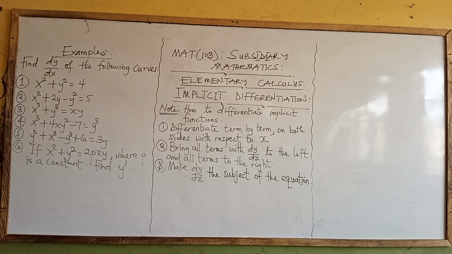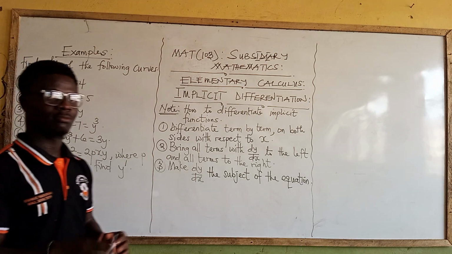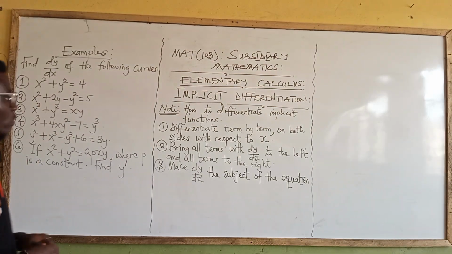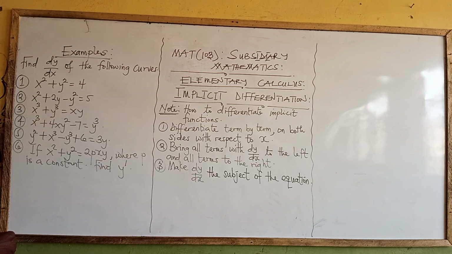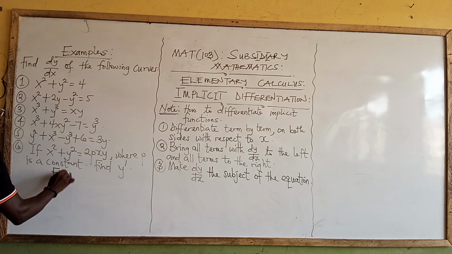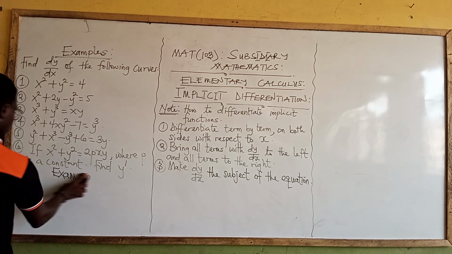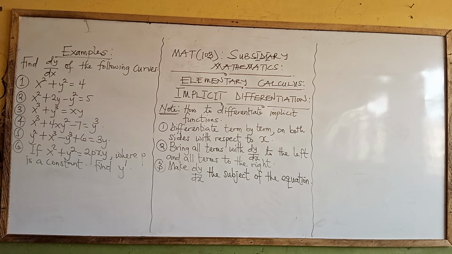So how best can we solve this? I'll solve 4 examples and I'll give you 2 to go and try. I'll solve 4, then I'll give you 2 to try. So now, solution. We'll be starting with 1. Solution 1.